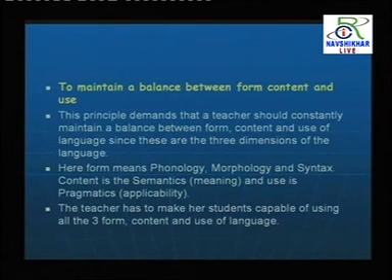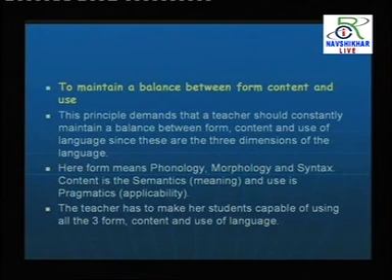The next is to maintain a balance between form, content and use. These are three basic components of language: form, content and use. So, a teacher has to maintain a balance between the three. The principle demands that the teacher should constantly maintain a balance between form, content and use of language, since these are three dimensions of language. Here the form means phonology, morphology and syntax. Content is the semantics, meaning, and the use is pragmatics, applicability. The teacher has to make her students capable of using all three: form, content and use of language.